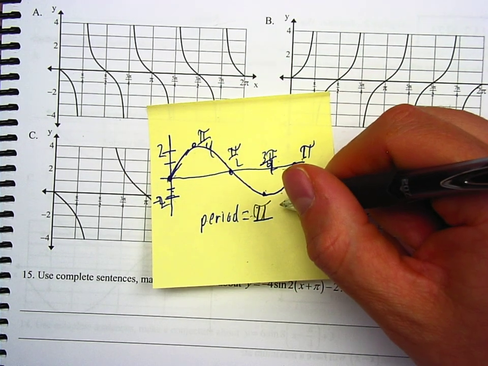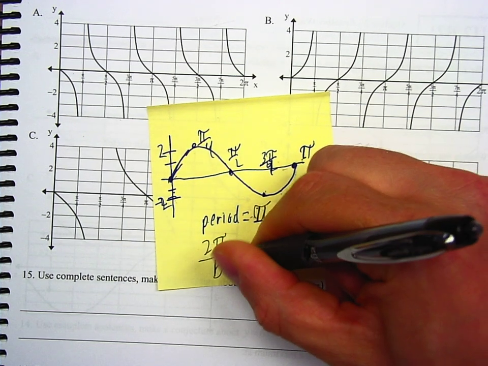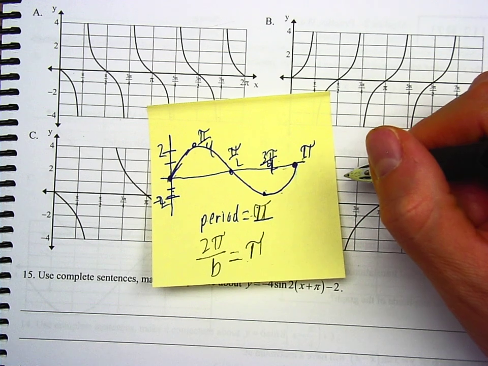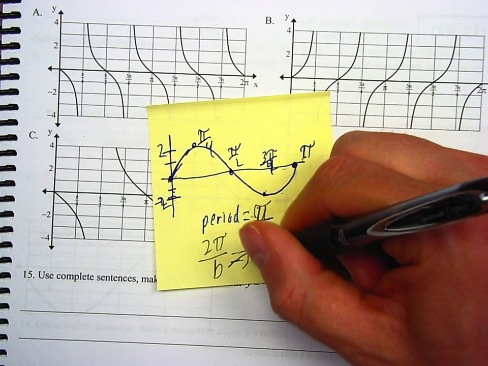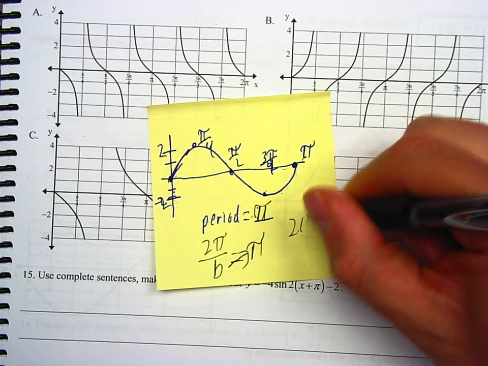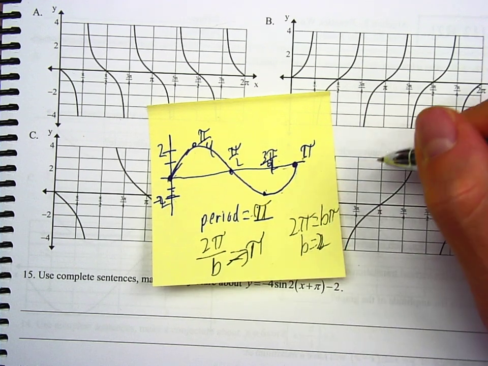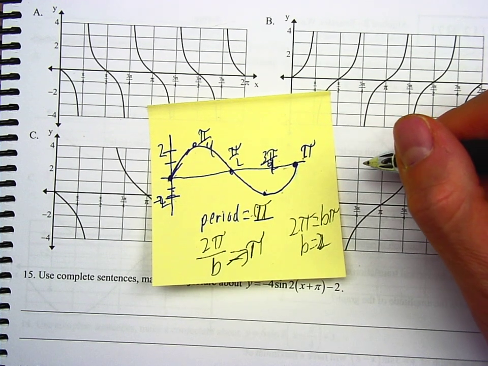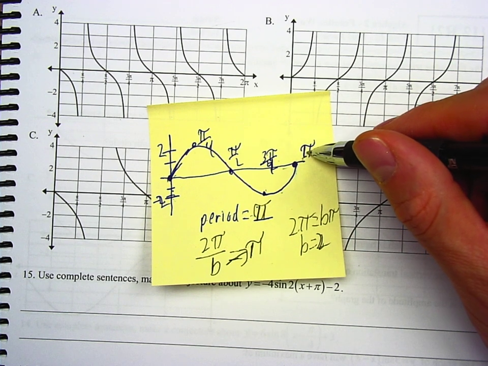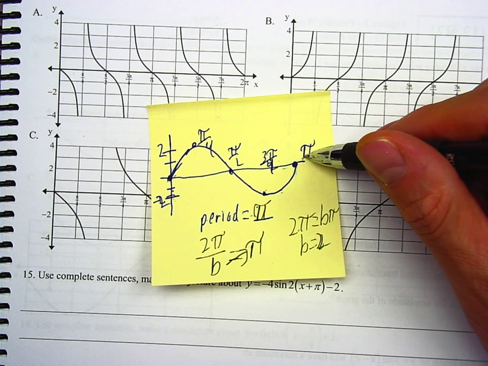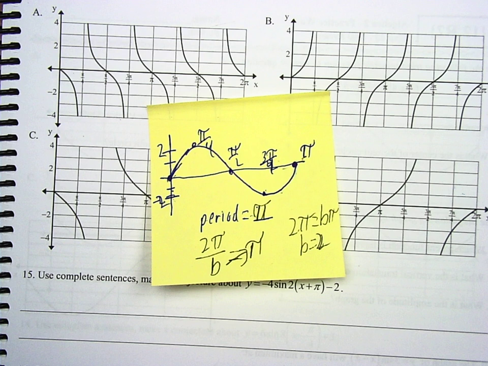So what does that mean about my period modifier? 2 pi divided by b is equal to pi, because my period length is pi. Again, we're going to cross multiply. Well, there's nothing underneath the pi. That's just a 1. So 2 pi is equal to b pi. b is equal to 2. In other words, the value of b, the period modifier, is a 2 in this case. This function has half of the normal period a sine function has. A sine function usually has 2 pi. This one has just pi. So in terms of my equation, what would my equation be?